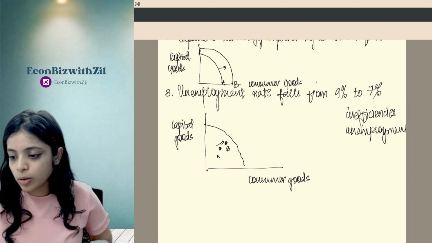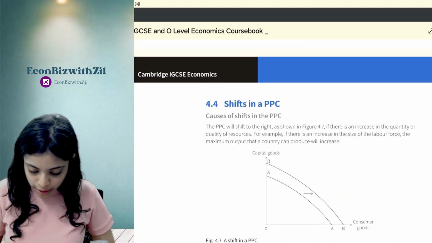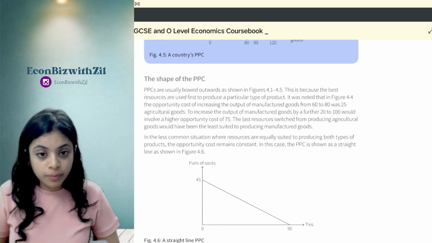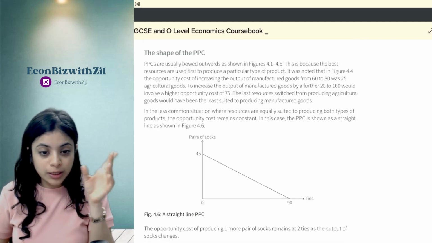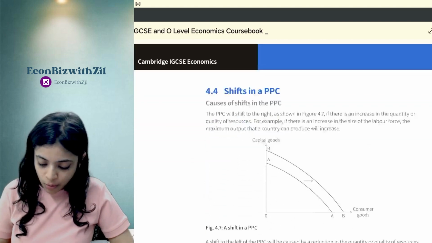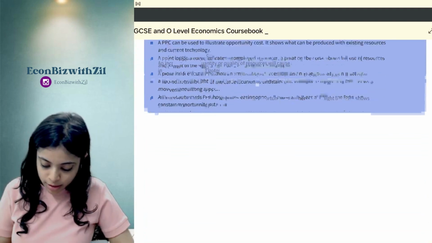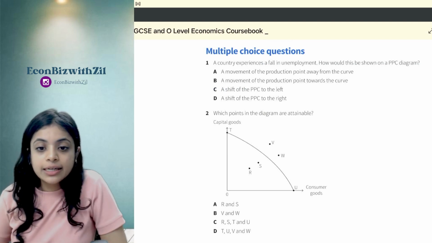I'll just quickly open it for you. In the Susan Grant book, there's also a section on the shape of the PPC. This is something that we don't have in the syllabus, so it's not covered in our videos for now. We're heading straight to the MCQs, so let's dive straight in.